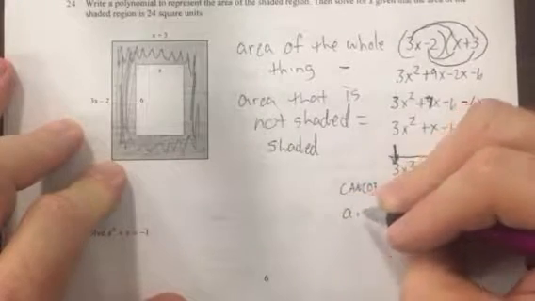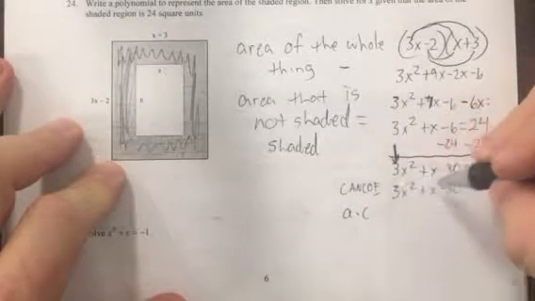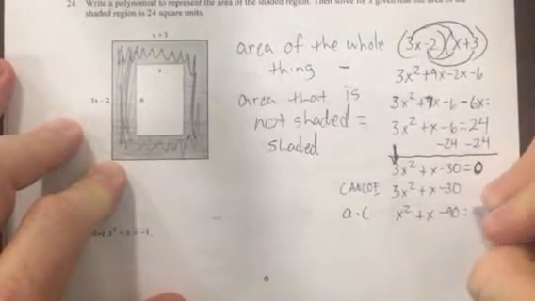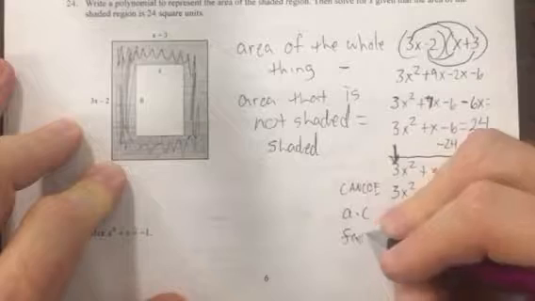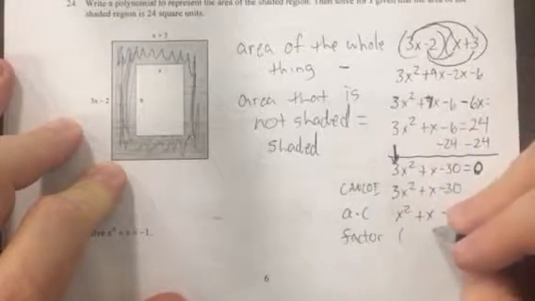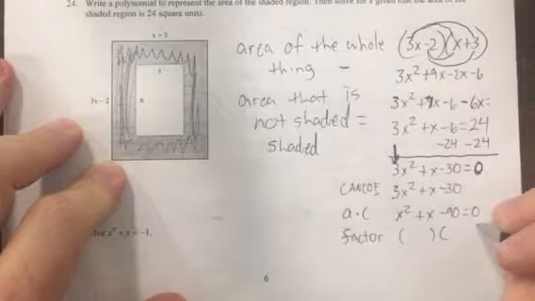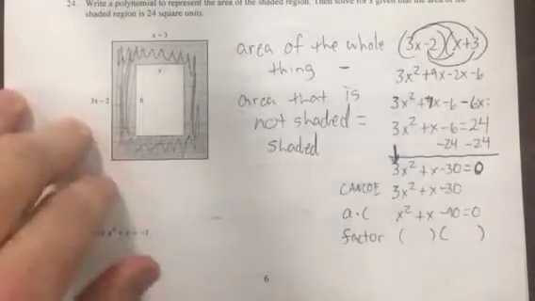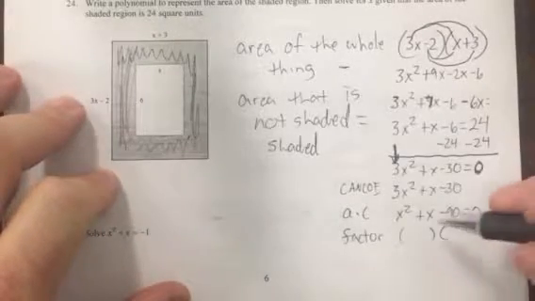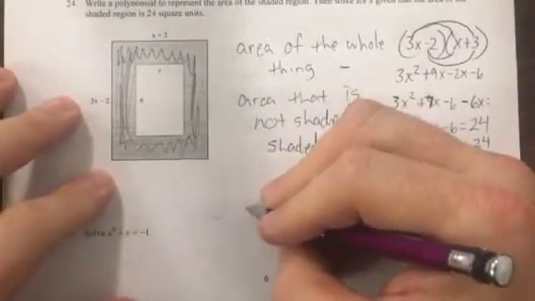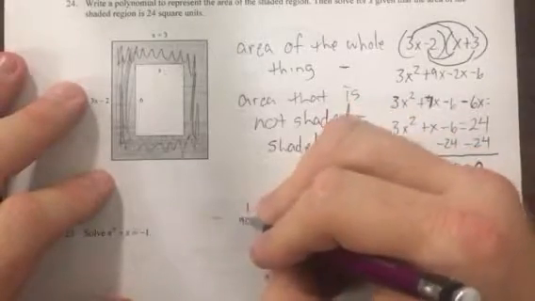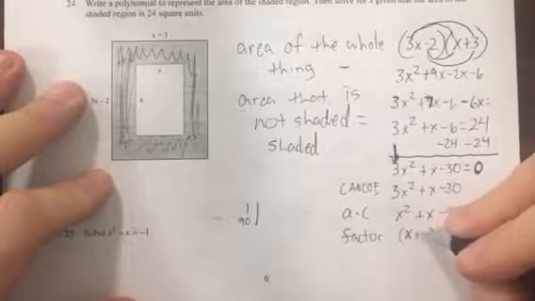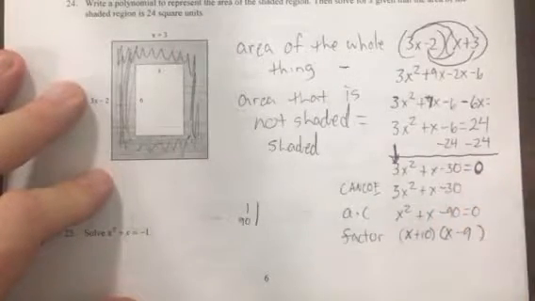Now, I can do the advanced factoring and take a times c. So 3 times 30, x squared plus x minus 90. Then I'm going to factor as usual. What are my factors? If I multiply, I get negative 90. If I combine, I get a 1. I have my factors of 90: 1 and 90, 10 and 9. So I have x plus 10, x minus 9.